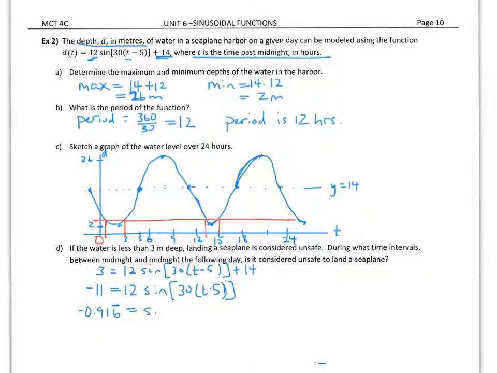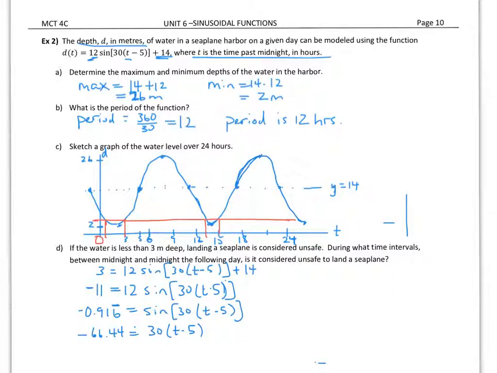And that's equal to the sine of 30(t minus 5). Then we're going to undo sine by using the inverse sine function on that negative 0.916 repeating, and I got negative 66.44, roughly equaling 30(t minus 5).